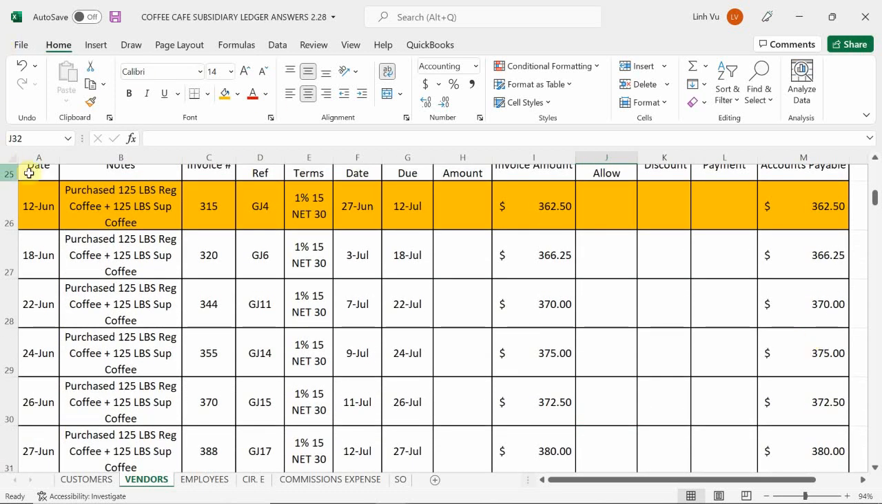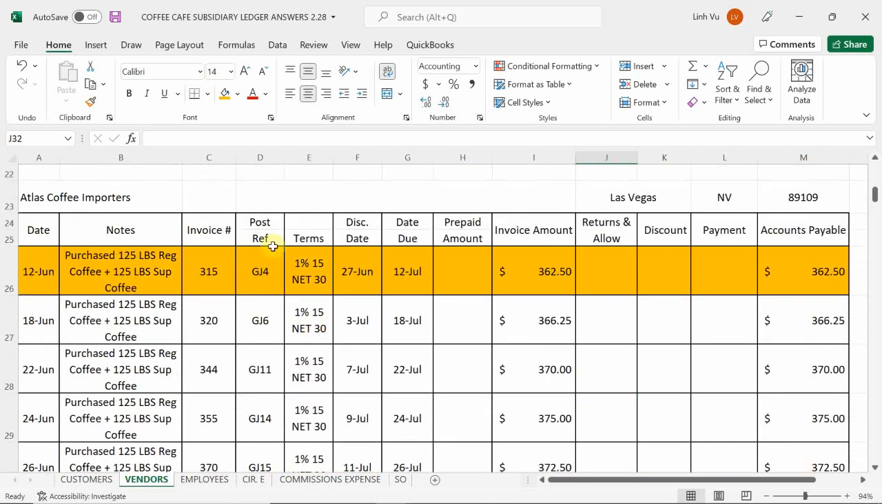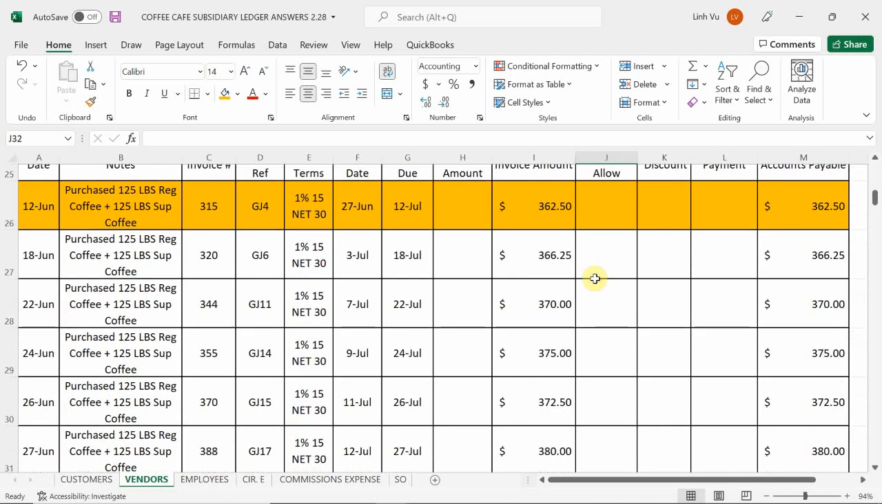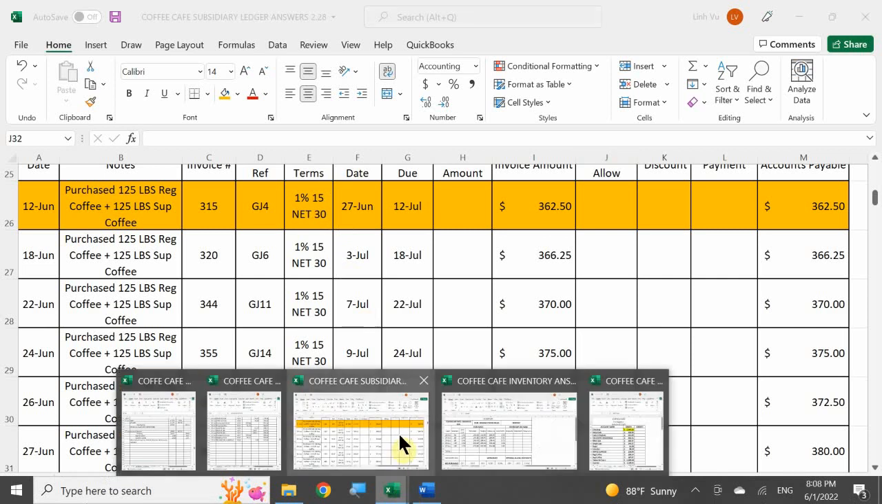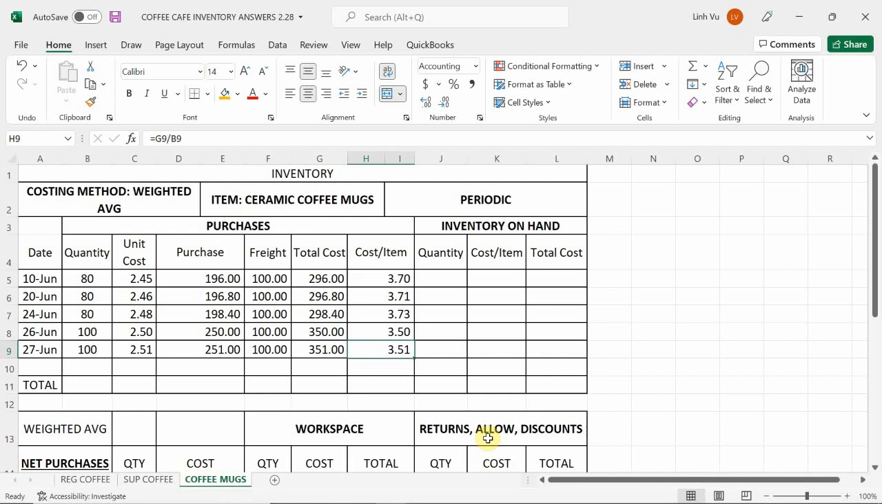Now it's up to you how you want to do this. If you want to highlight saying that this is a payment that I've already paid, any way that you want to color code your Excel spreadsheet to make sure that you made a payment for something. I'm just going to leave this highlighted here to say that this invoice was paid for. And now I need to actually update my inventory.